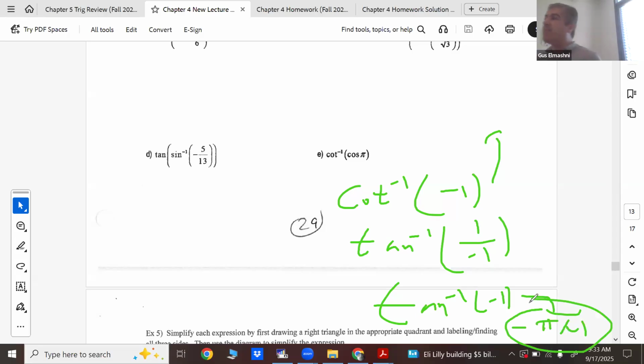Now, cotan has a different default range because of the graph. When we graphed inverse cotan, we restricted from 0 to pi. So the range was from 0 to pi for the inverse. So I have to give an answer between 0 and pi. And where's cotangent going to be -1 on the unit circle from 0 to pi? At 3 pi over 4.